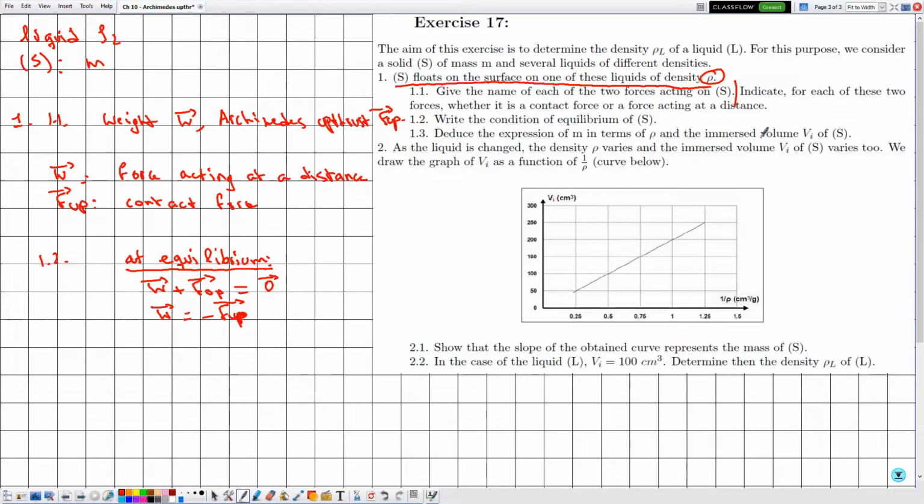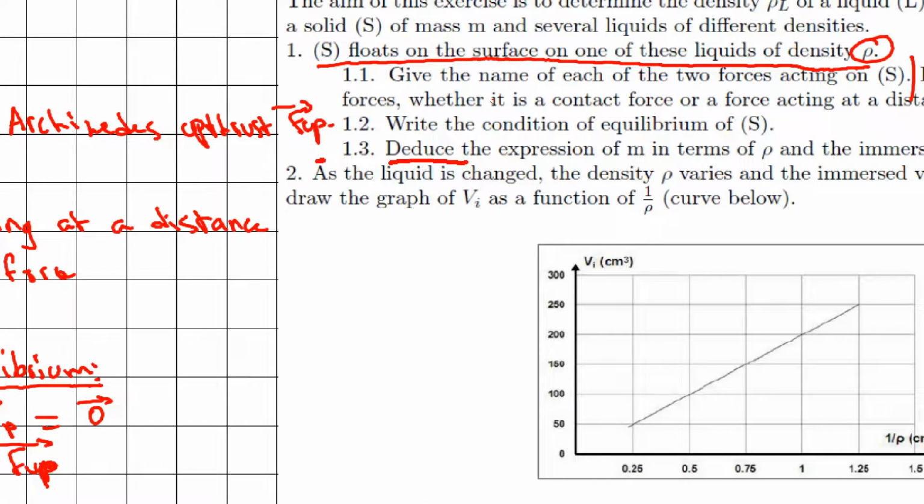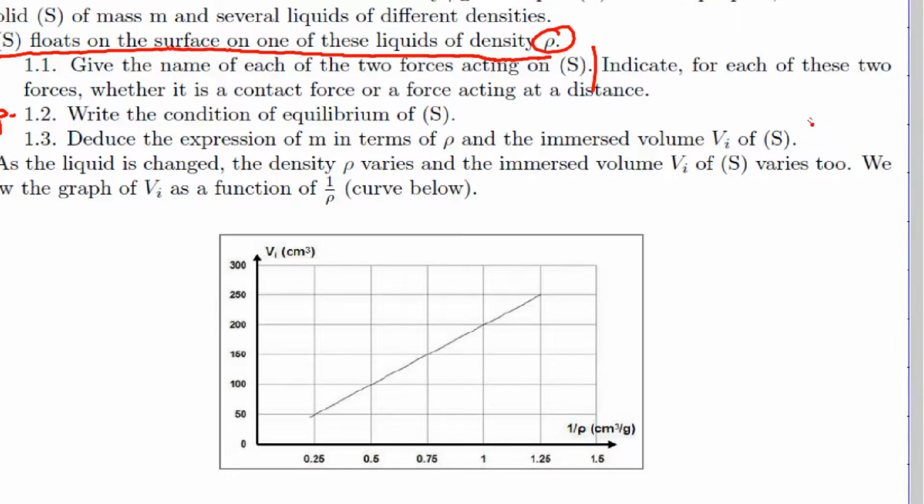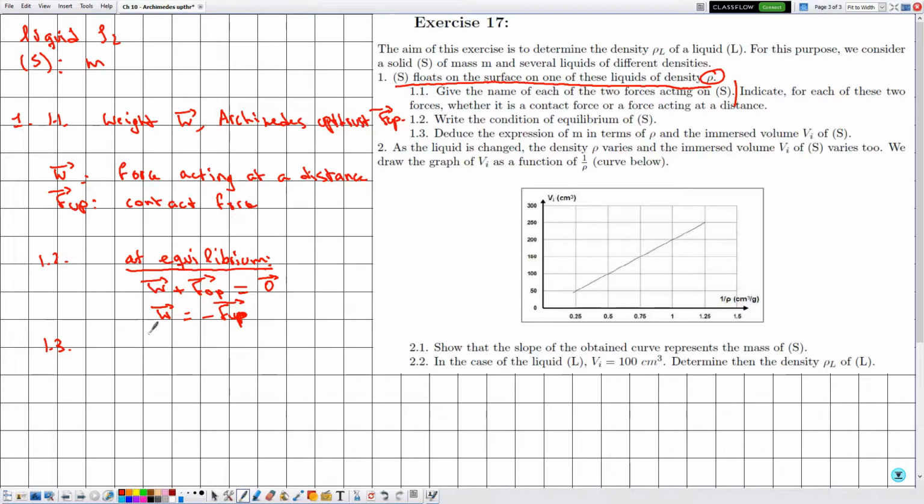Now in 1.3, deduce the expression of M in terms of rho and the immersed volume Vi of S. By deduce it means that we need to use the previous part. In 1.2 we have determined the expression of the condition of equilibrium, and in 1.3 we need to deduce the expression of M in terms of rho and the immersed volume Vi. What does this mean? We need to determine M, so putting M on the left hand side, it must be equal to a combination of the density rho and Vi. For example, one of the possible answers may be density divided by Vi or density multiplied by Vi. So we need to determine such an expression, but referring to the condition of equilibrium.